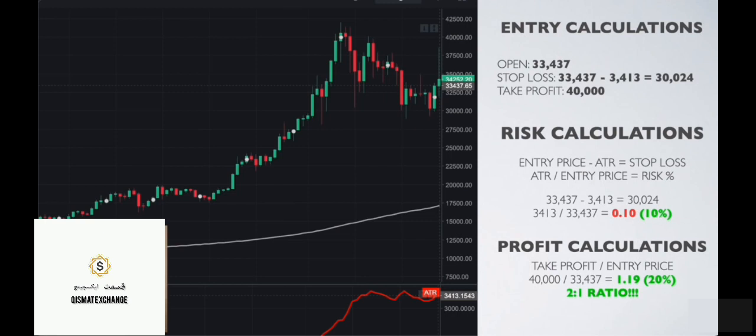Now we're spot trading here, meaning you're just paying in cash. We're not trading futures or anything. We're not getting into that. But if we place a stop loss 3,413 away from our entry, we will lose 10%. And I'm happy risking 10% in my position for this trade. If I lose, I will lose 10%.